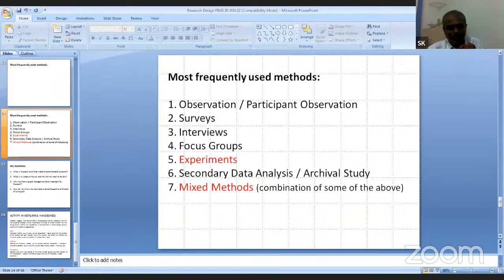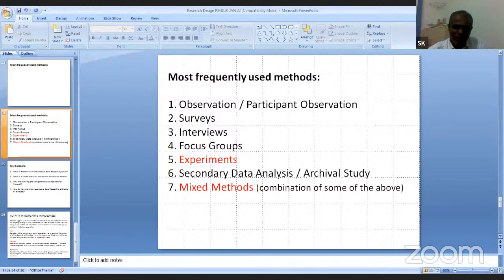But what is most important is to know that methods are now mix and match. You cannot simply have one method and do any meaningful work. You have to have several methods. Of course, as I said before, it starts with observation.